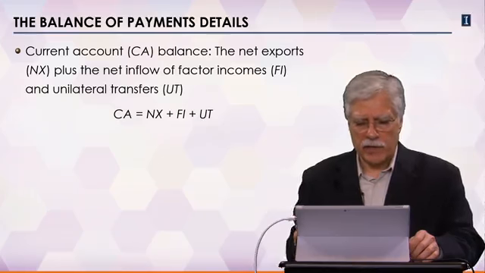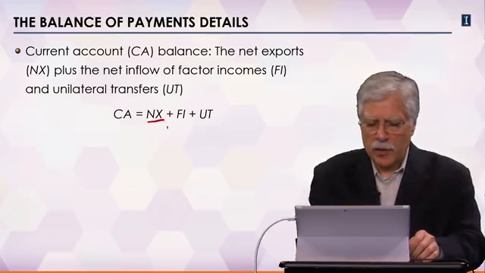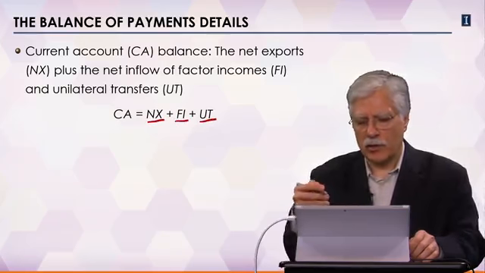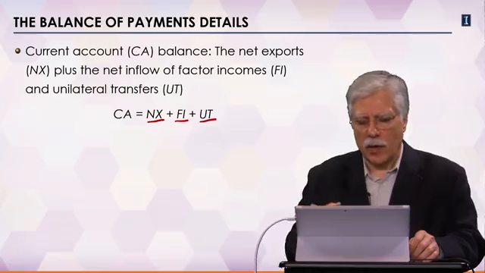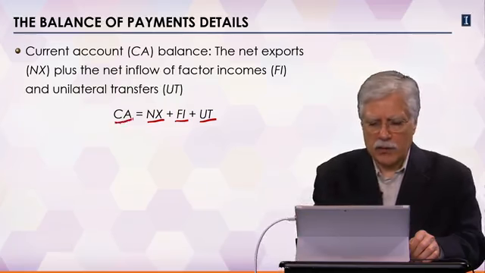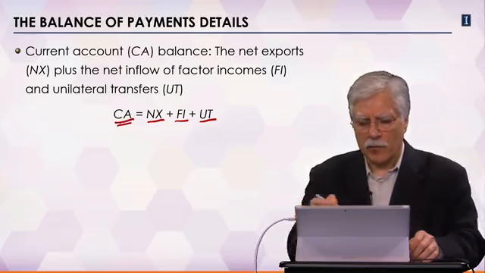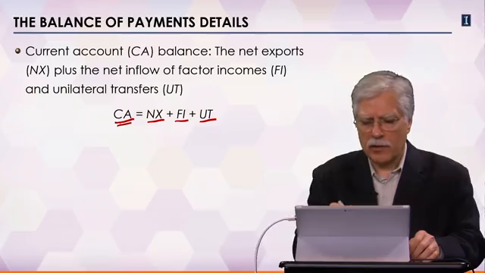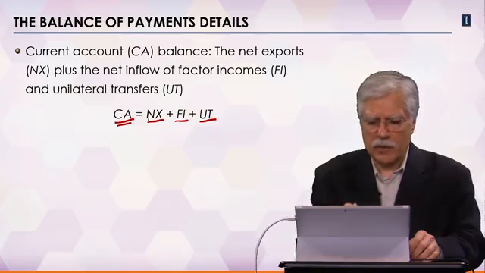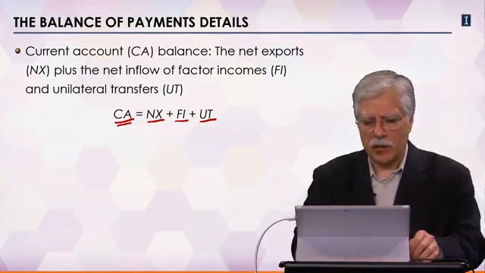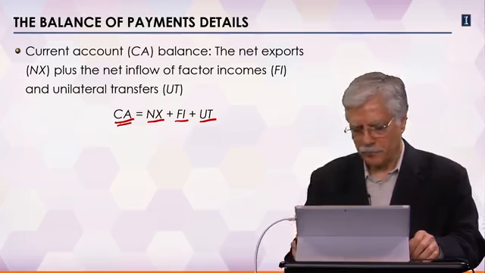If we're running a trade deficit and net exports is negative, to the extent that factor income and unilateral transfers are on the net positive, that reduces our current account deficit and the amount that we need to borrow or reduce our reserves. But if factor income is negative, unilateral transfer is negative, that adds up to the trade deficit, and our current account deficit is going to be even bigger.